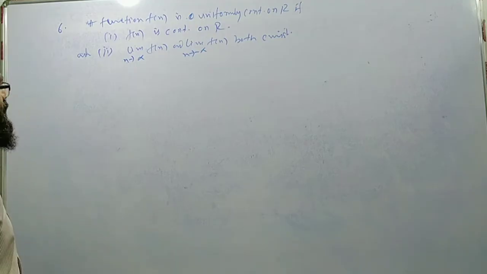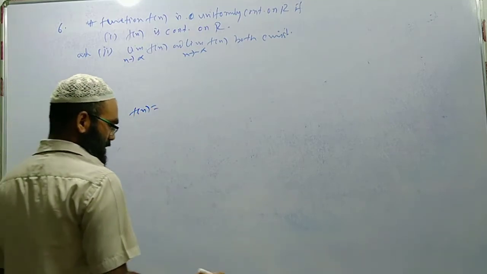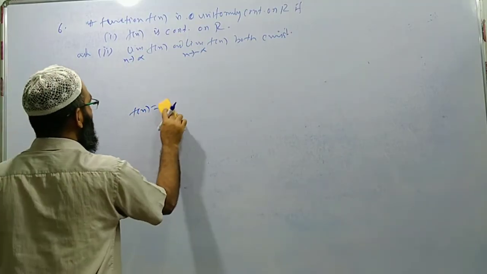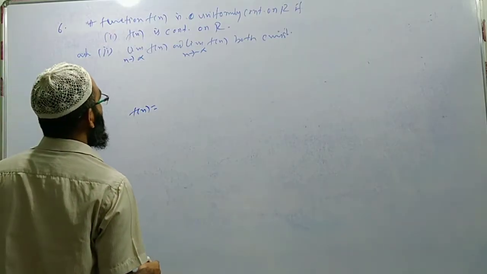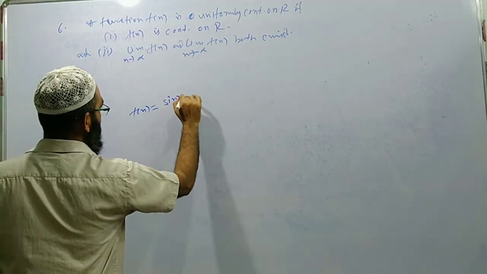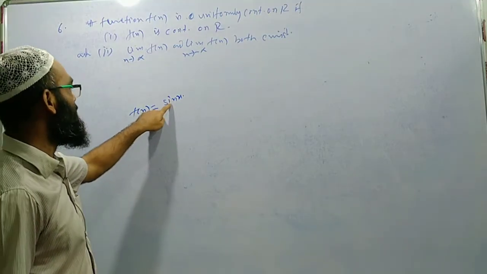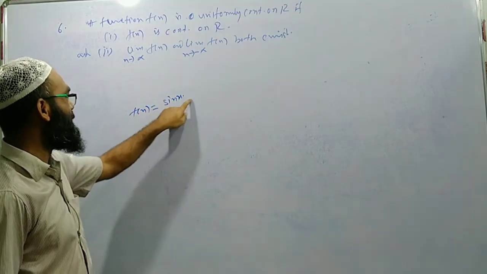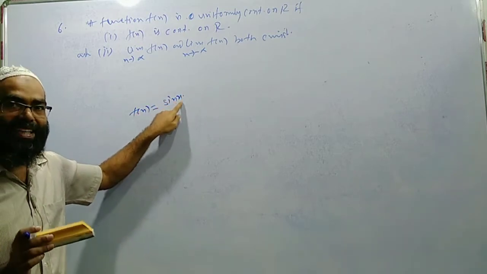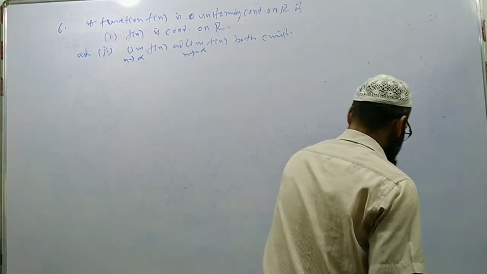If we choose f(x) equal to sin x, then it is uniformly continuous on R. Since it is continuous on R and the limit is not infinite as x tends to infinity, the maximum value of sin x is 1. So sin x is uniformly continuous on R.